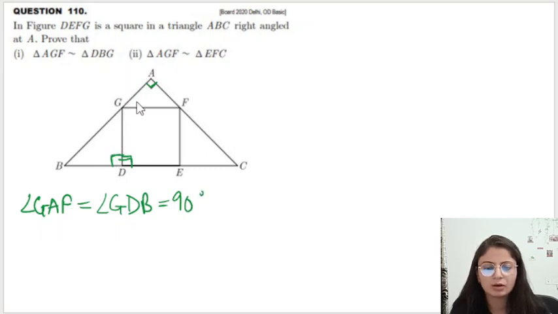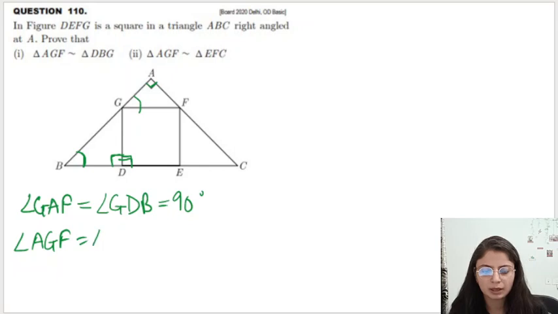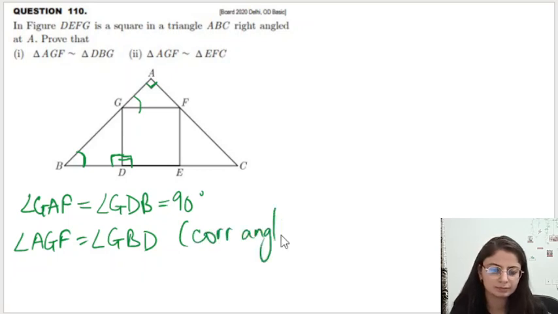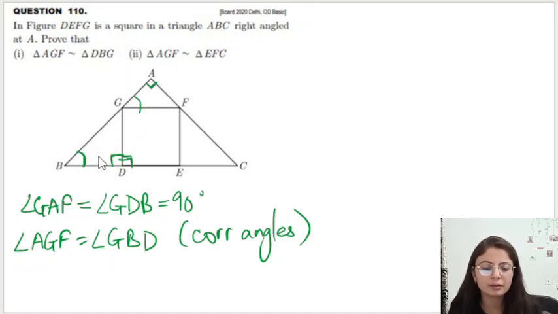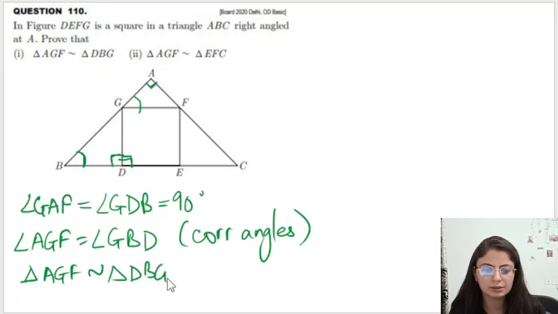Fine. Also this angle G equals angle B, right? Because they form a pair of corresponding angles. Angle AGF is equal to angle GBD, right? They form a pair of corresponding angles. So using angle-angle similarity, we can say that these two triangles are similar. Fine. So triangle AGF is similar to triangle DBG using AA similarity.